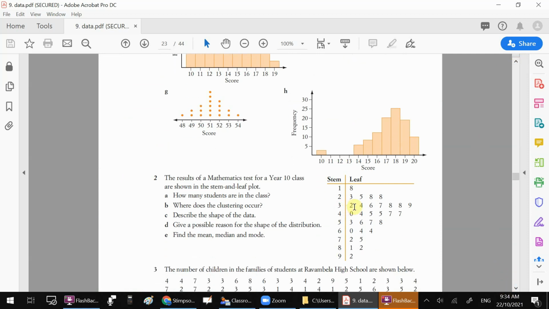We've got 32, 34, 36, 37, 38, 38, 39. Well, 6, 7, 8, 9 and 9, there's a number of scores that are close together. 36, 37, 38, 39, 39. There's an example of a cluster, clustering from 36 to 39. So there's your cluster. I think that will cover us all.